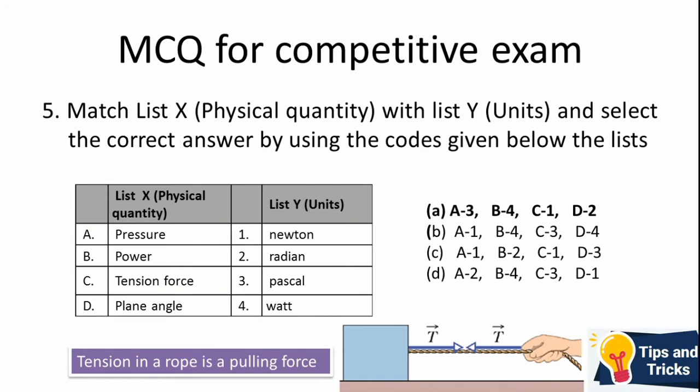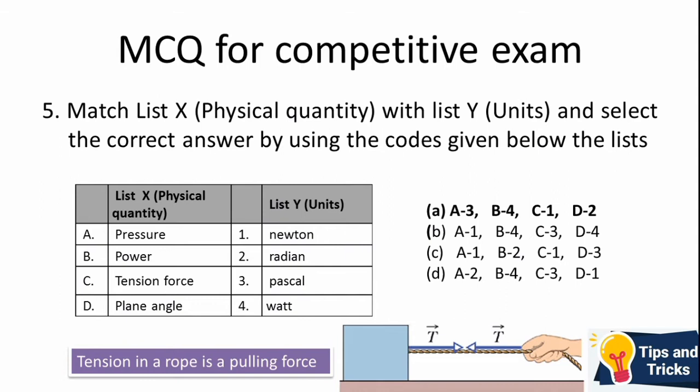Now let us move on to question number 5. Match list X with list Y. List X contains physical quantities and list Y contains units. Select the correct answer by using the codes given below. In list X we have physical quantities such as pressure, power, tension, force, plane angle. In list Y we have units such as Newton, radian, Pascal and watt.